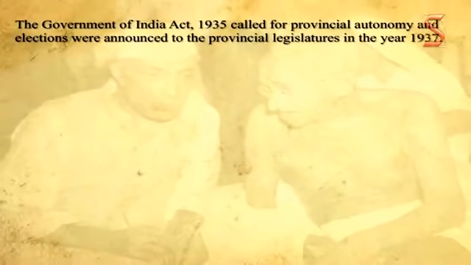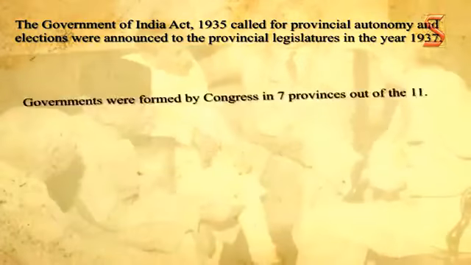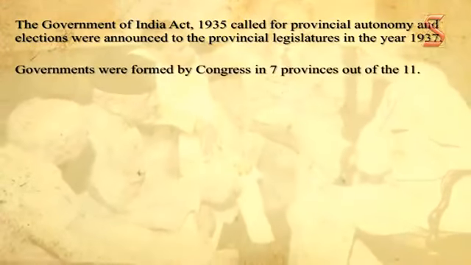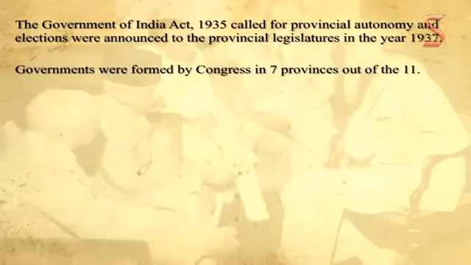These protests, struggles and movements by the Indian people resulted in the Government of India Act of 1935. The Government of India Act 1935 called for provincial autonomy and elections were announced to the provincial legislatures in the year 1937. Governments were formed by Congress in 7 provinces out of 11.